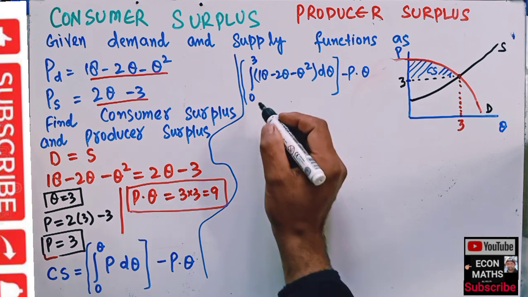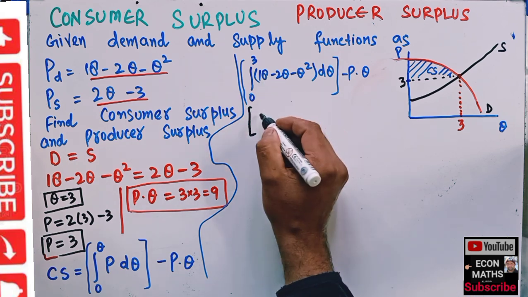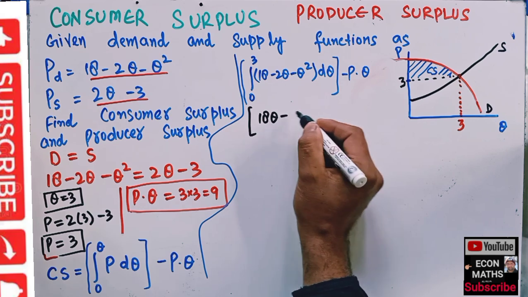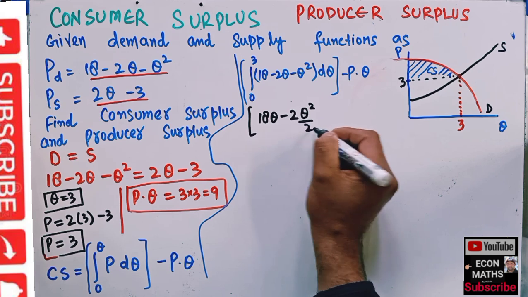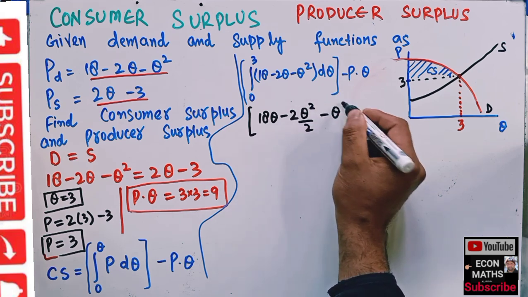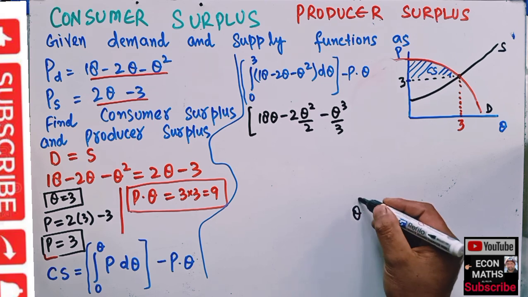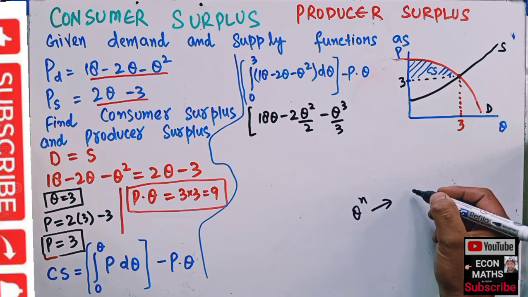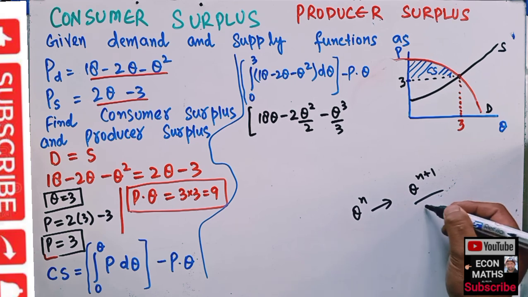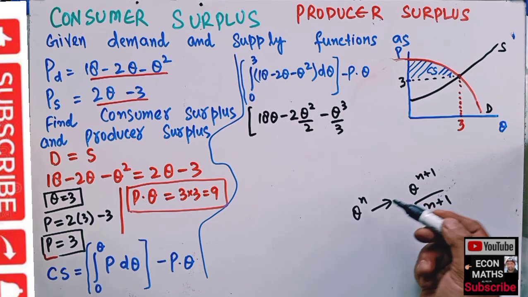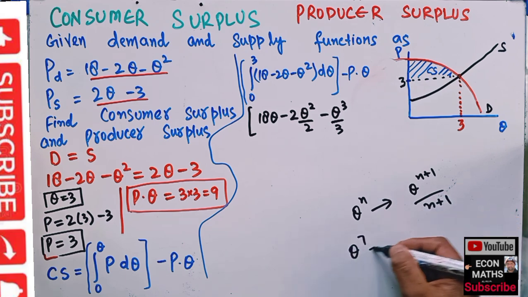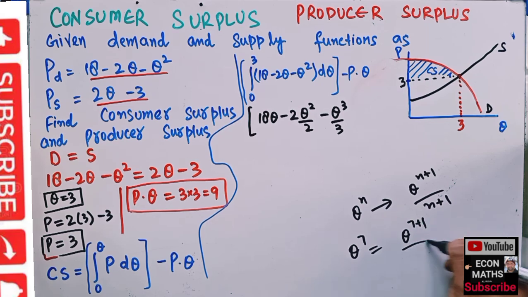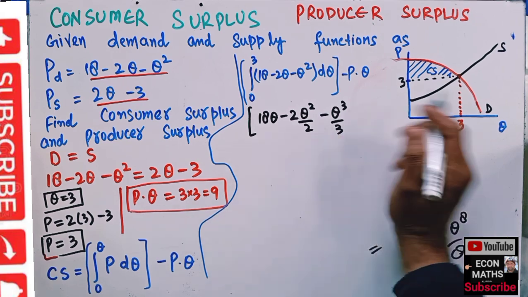So let's do the calculation. The integral of 18 is 18Q, minus 2 times the integral of Q, which is Q square divided by 2, and the integral of Q square is Q cube divided by 3. Simple thing, if we have Q raised to power n, its integral is Q raised to power n plus 1 divided by n plus 1. We add 1 to the exponent and divide by the resulting exponent. So if we have Q raised to power 7, it will be Q raised to power 8 upon 8. Simple thing we have done here.